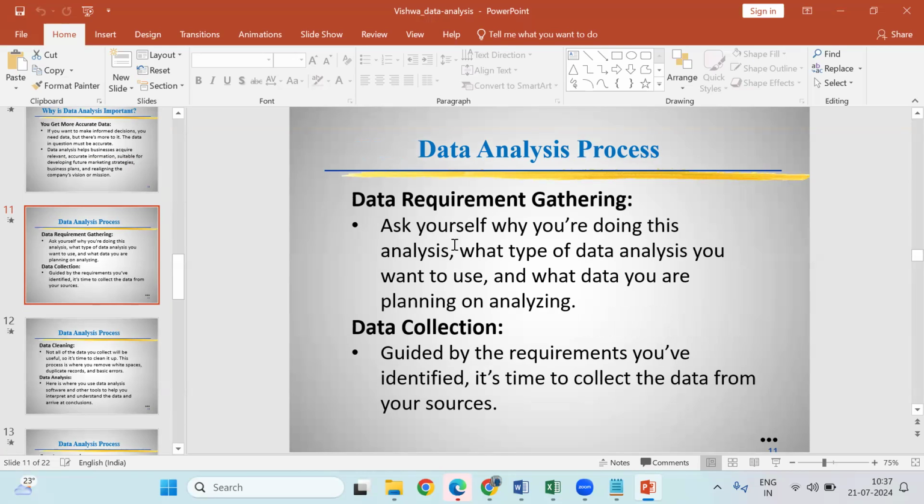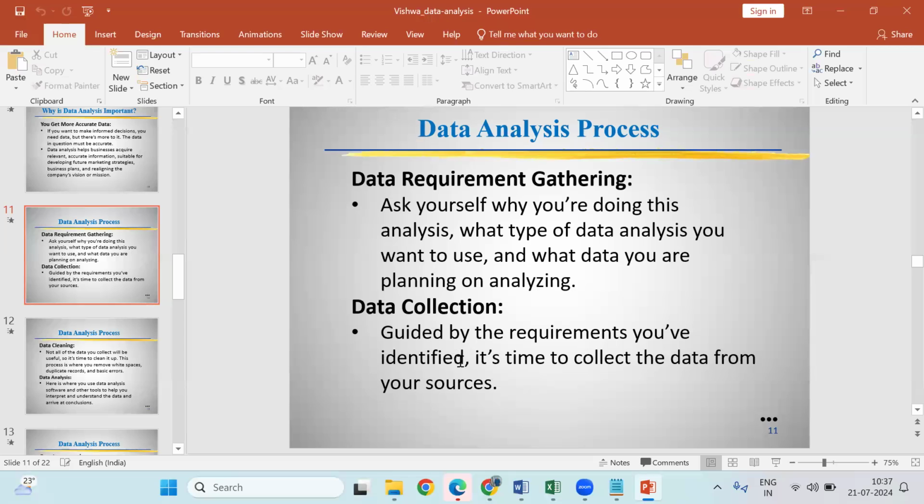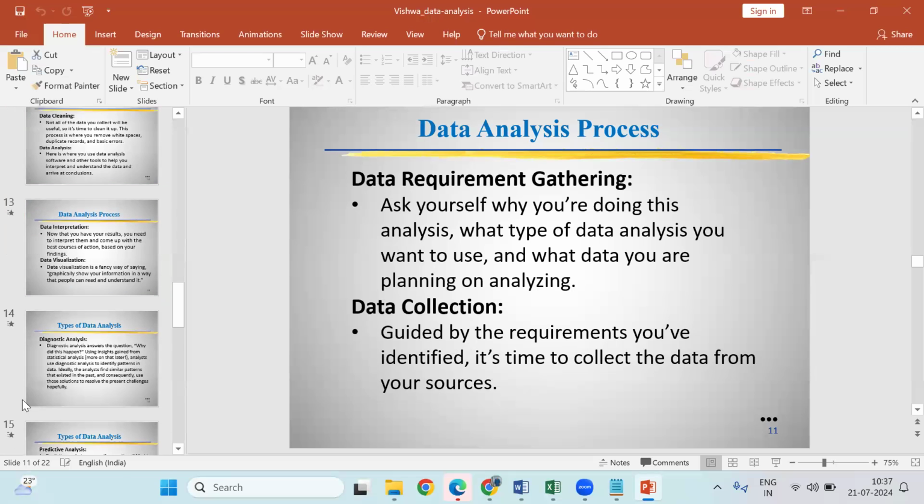Data analysis process, like data requirement gathering. Requirement gathering means looking at the past. We can take the example of Jyoti Krishna's stock market: we can gather the previous data, the previous days' data. Okay, then data collection.